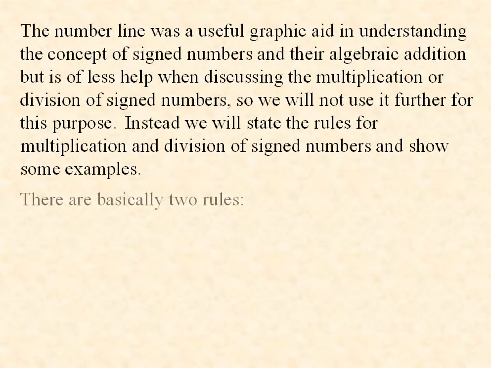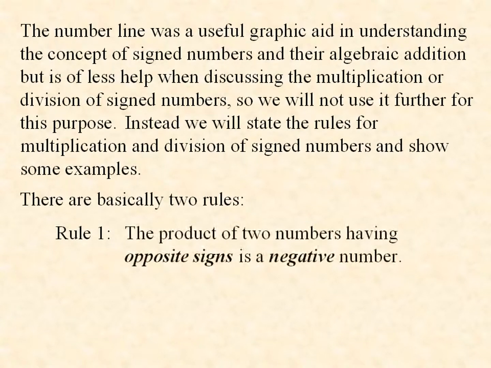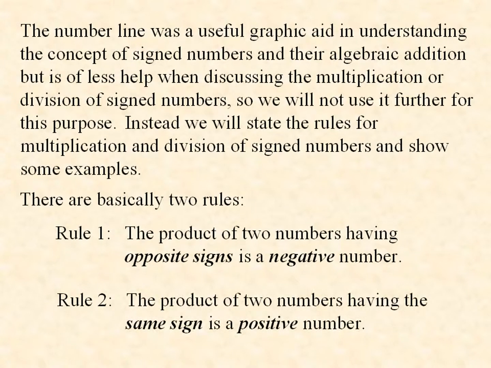There are basically 2 rules. Rule 1. The product of 2 numbers having opposite signs is a negative number. Rule 2. The product of 2 numbers having the same sign is a positive number. To say it another way, a negative times a positive is always a negative, and a positive times a negative is always a negative. Whereas when you're multiplying, 2 negatives is always a positive.